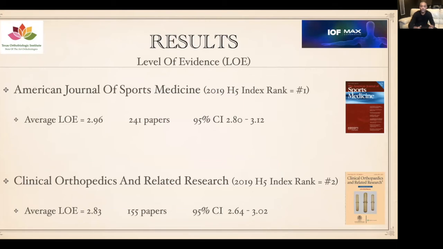The #2 ranked journal in 2019 was Clinical Orthopedics and Related Research. In that journal, over 13 months, we evaluated 155 papers. We found the average level of evidence was 2.83. And remember here, the lower the level of evidence, the closer we are to the randomized prospective double-blinded trial, to the randomized control trial. So CORR, or Clinical Orthopedics and Related Research, had an average LOE across 155 papers of 2.83 with pretty tight confidence intervals around the 95% confidence level.